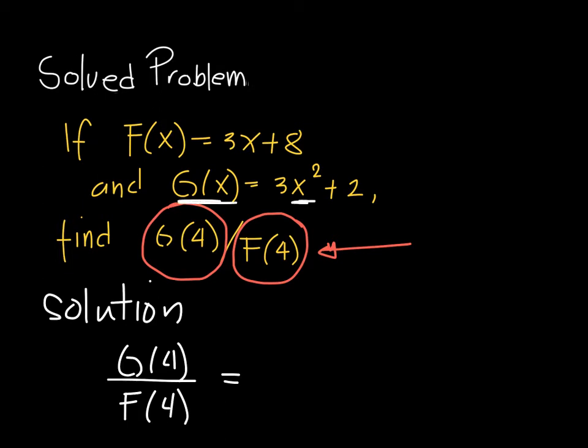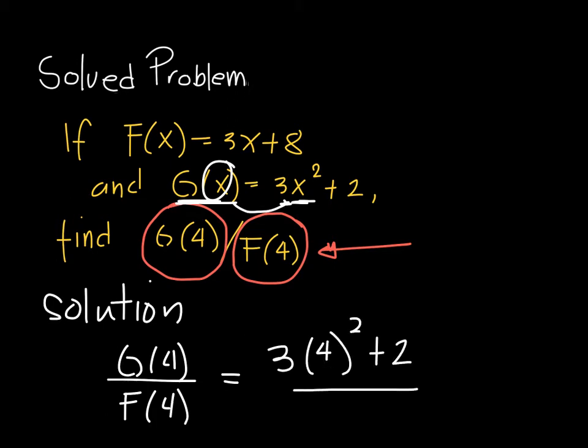So this is your g. When you make this a number, you say it's 4, then all the x in the expression 3x squared plus 2, that x becomes 4. So it simply means 3 times 4 squared plus 2.